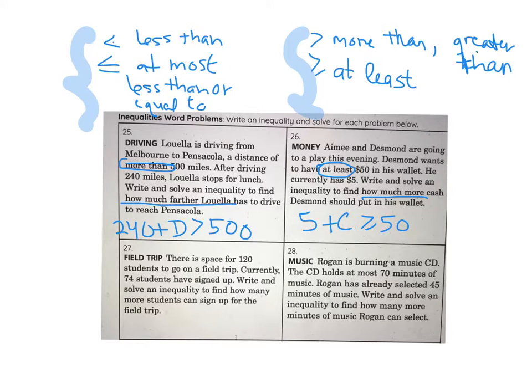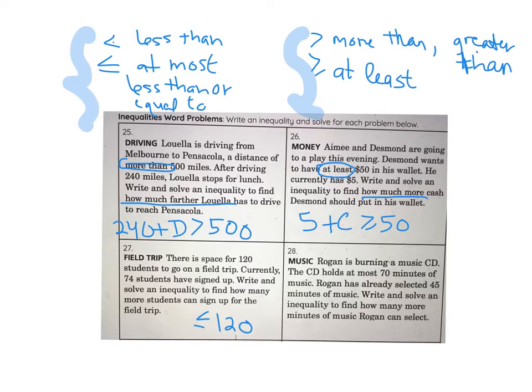Number 27 is probably, in my opinion, the hardest one to set up, but it's not any harder to solve once you do set it up. Here's how it works. When they say that there's space for 120 students, that means that at most you can seat 120 students. You can't seat 121 kids, there's not enough room. So at most is the less than or equal to symbol. So everything has to be less than or equal to 120.